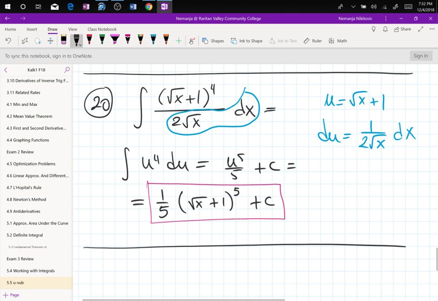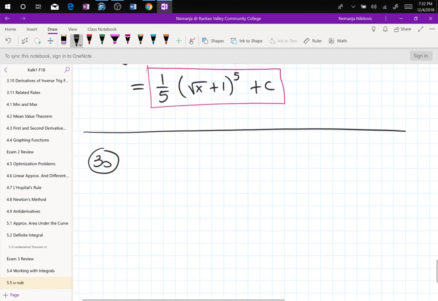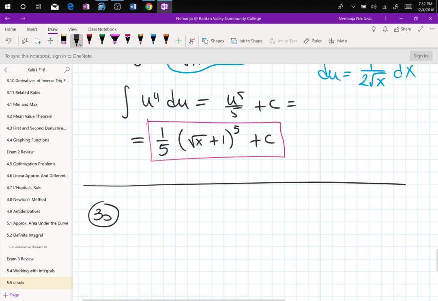I want to do a little bit more of this level 1. This is all level 1. This is level 2. Definite integrals. And then hard problems after that. Problem 30: integral of dx divided by 1 plus 4x squared.